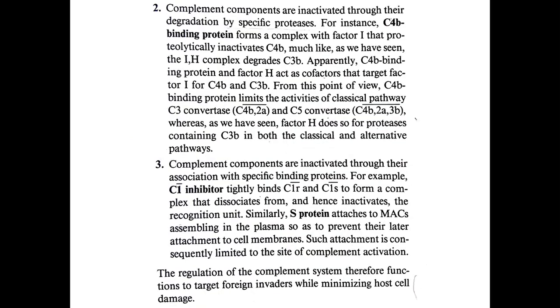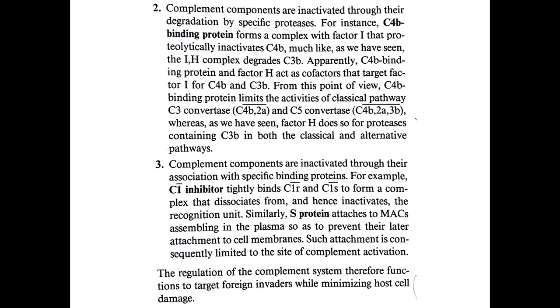Next, the second one: the complement components are inactivated through their degradation by specific proteases. Specific proteases like C4b binding protein form a complex with factor I, which proteolytically inactivates the C4b. So what is that? C4b binding protein forms a complex with factor I, and that complex inactivates the C4b.